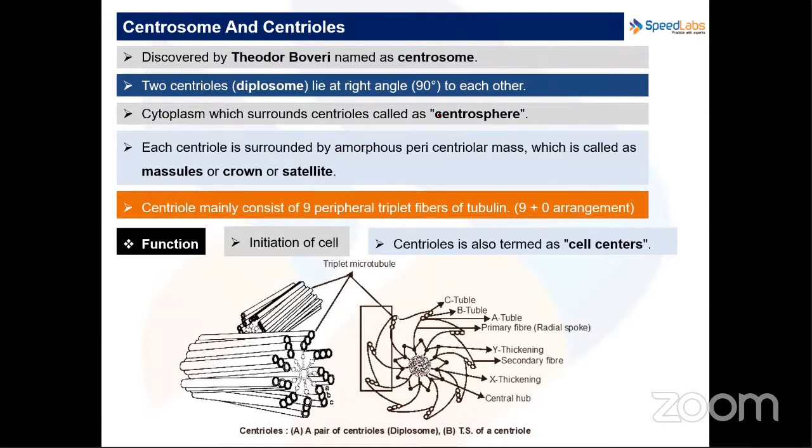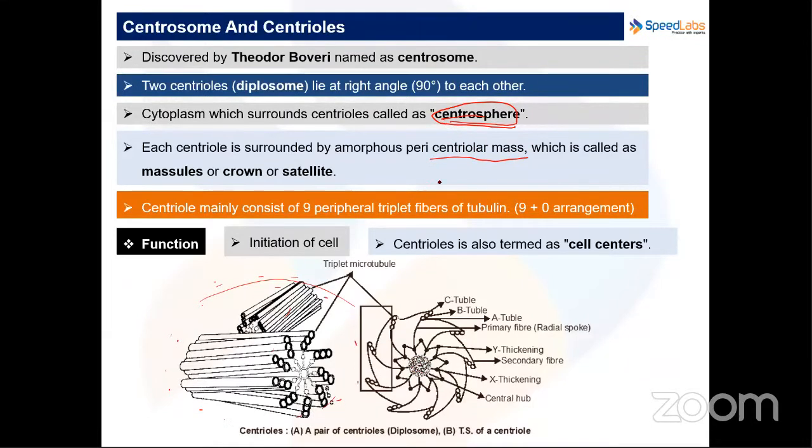And you can see that the cytoplasm surrounds them. Now, we drew the diagram that there are two centrioles. They are at right angles to each other, and the area of the cytoplasmic part around the centriole is called the centrosphere. All right. And each centriole is surrounded by, yes, this pericentriolar mass also. You will find these dotted structures.